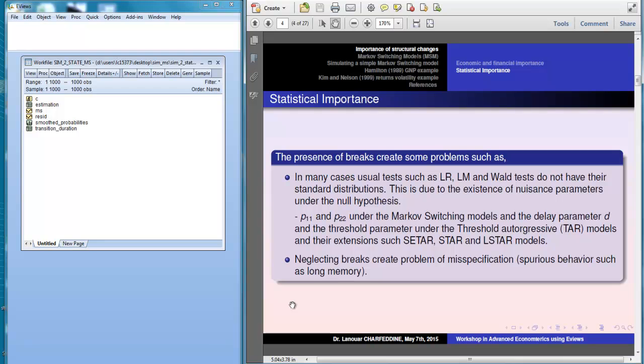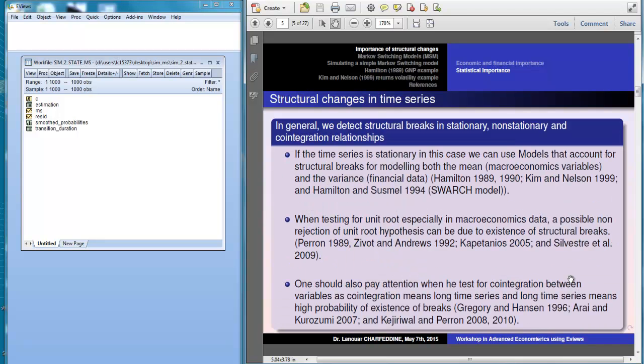Also, neglecting breaks creates problems of misspecification, and in general the presence of breaks can create problems like spurious long memory. Those interested in this subject can see the paper of Diebold and Inoue 2001 and many other papers published in this period.